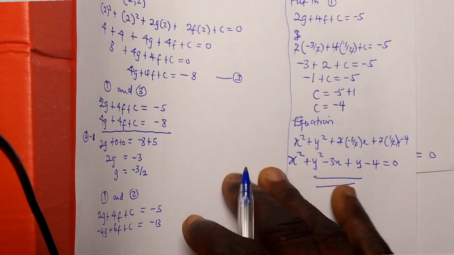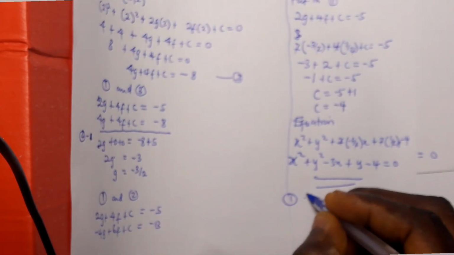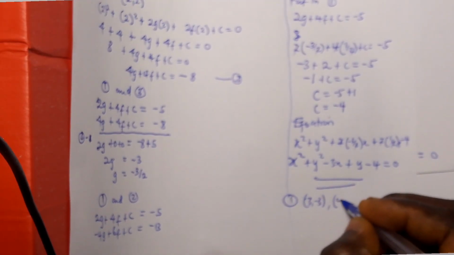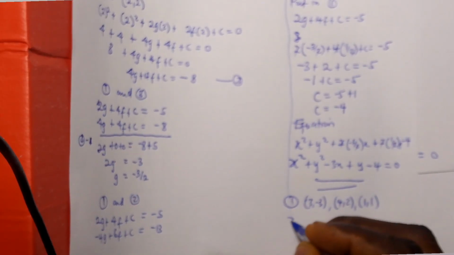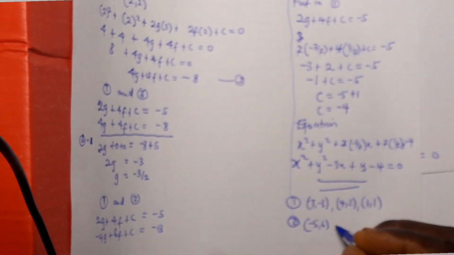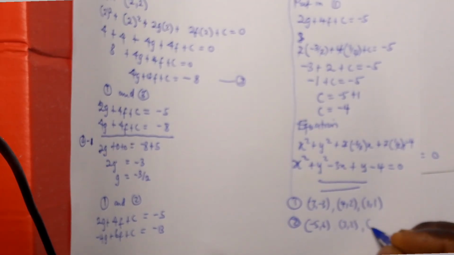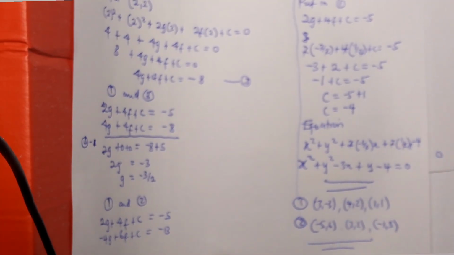Now I want you to try these two questions. The first one, the points are 3, negative 3, 4, 2, 1, 1. And the second one is negative 5, 6, 3, 2, negative 1, 3. So try your hands on this and put your answer at the notification.